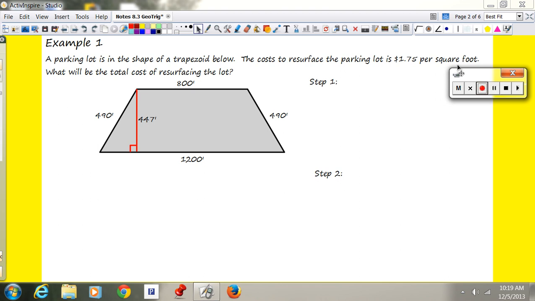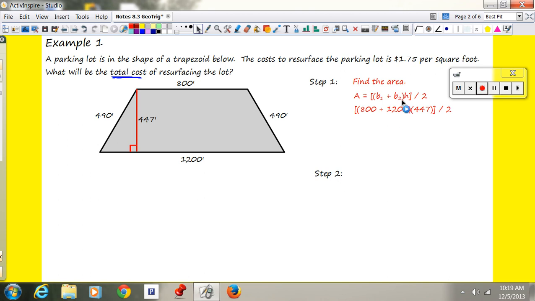It says, what will be the total cost of resurfacing the lot? Is it asking me for the area of the lot? No, it's asking me for the cost, but how would I find the cost? I've got to find the area. So the first step is to find the area so that I can convert that into a total cost. To find the area, I need to use my area formula.